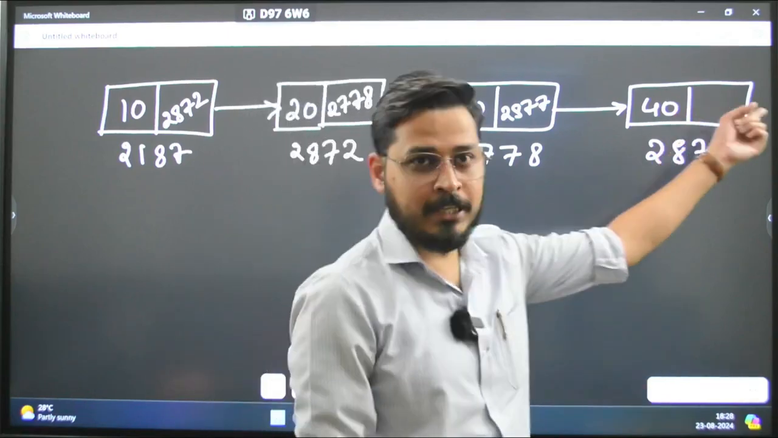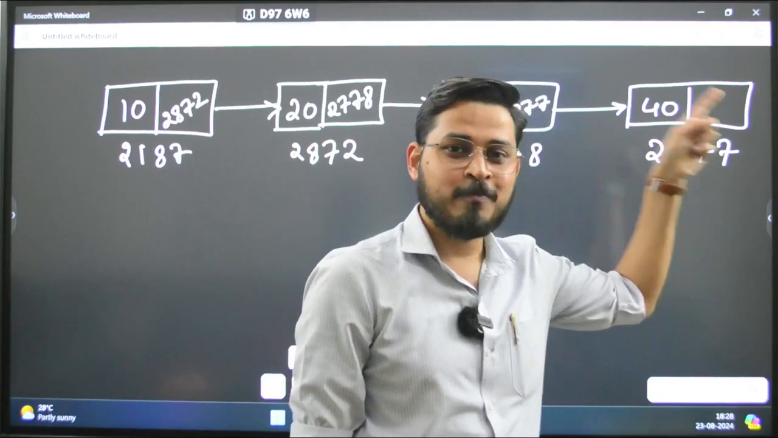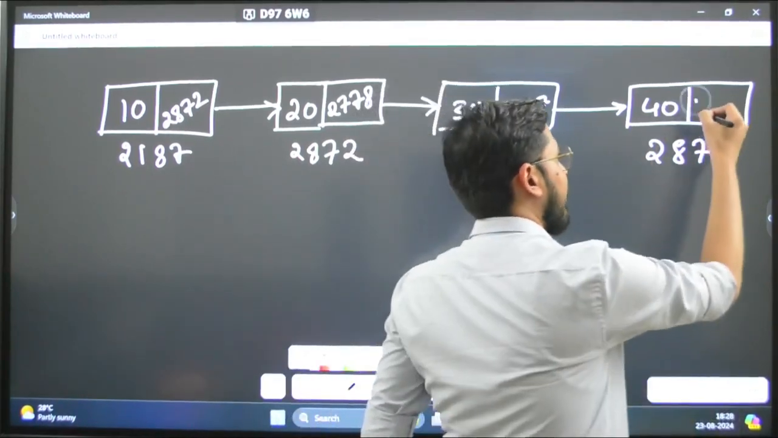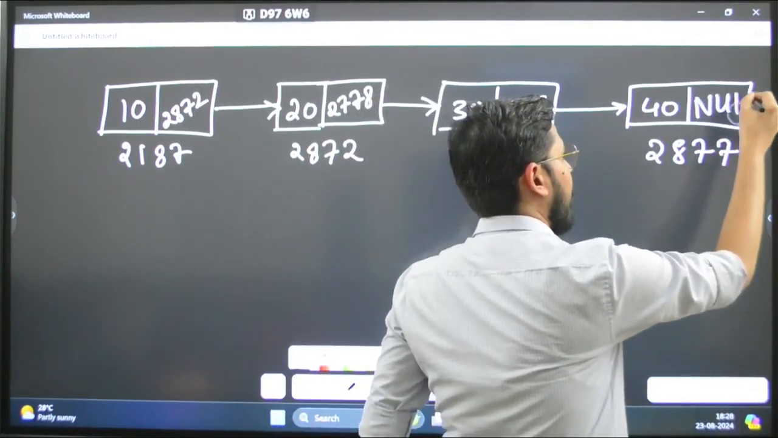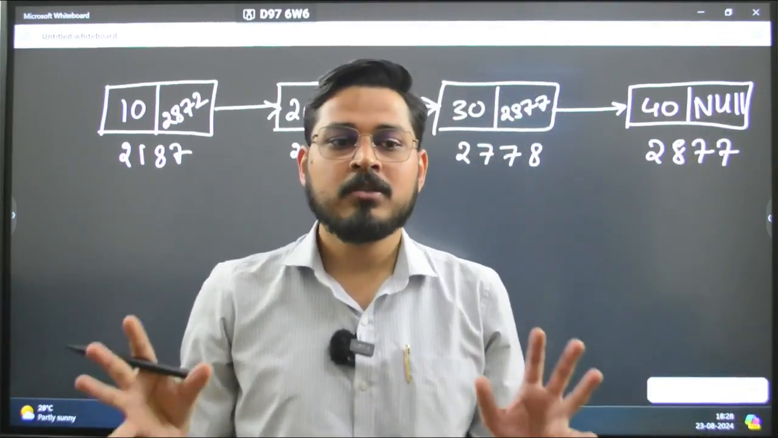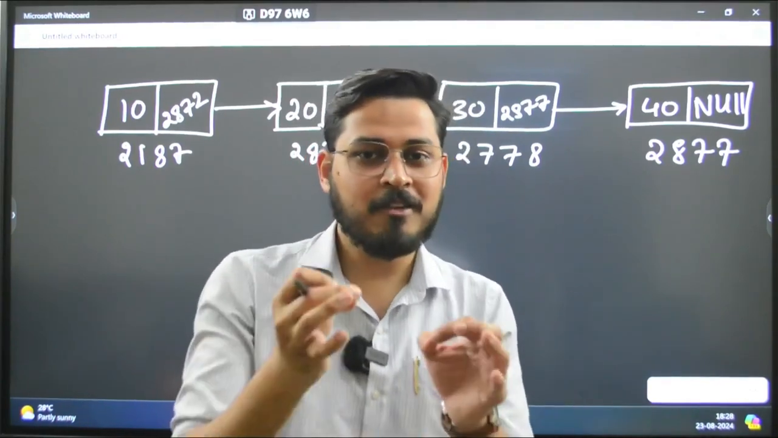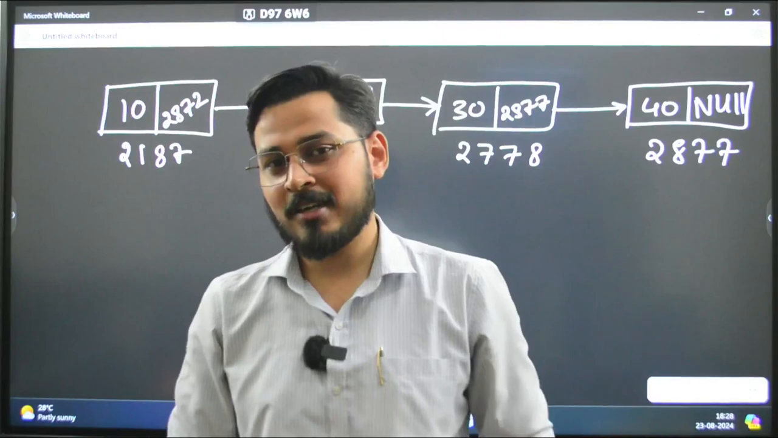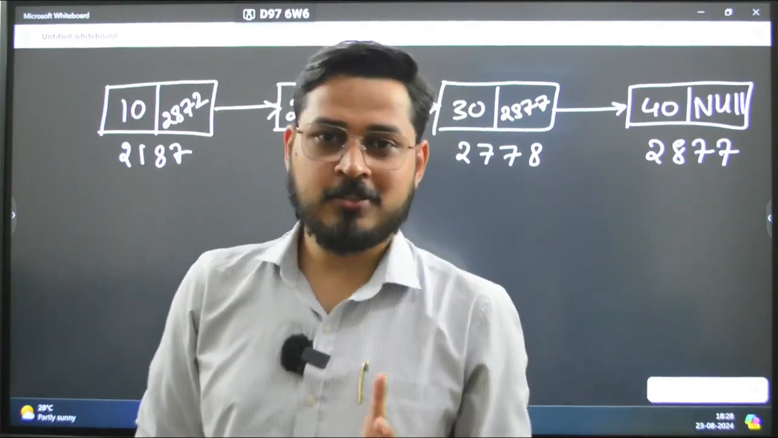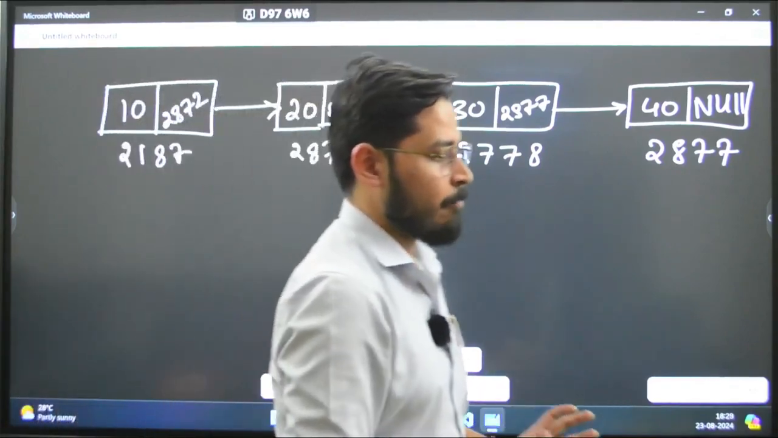And do we have any other node next? No, we don't. So, in the next pointer here we will store null, meaning there is no node connected to this last node, which means it is the tail node, the final ending node of this linked list. Hope you have understood this. If you have any doubts, please ask me in the comment section.